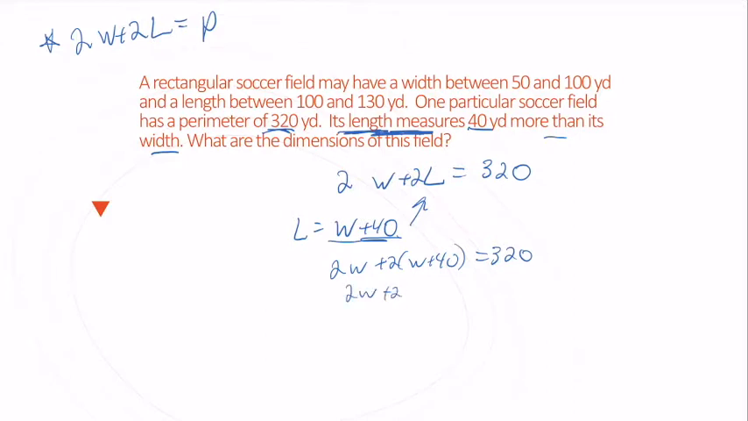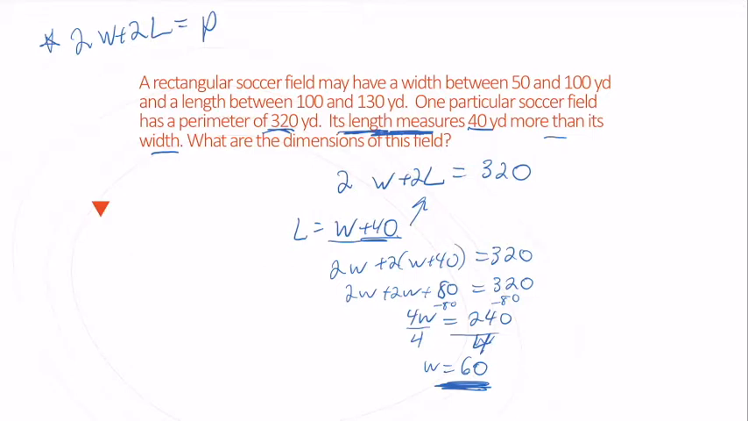That means 2w plus 80 is 320. I combine like terms and subtract 80 from both sides. I get 4w is 240. So w equals 60. Now that I found my width, I can go ahead and find my length by plugging it back into either of our original equations.